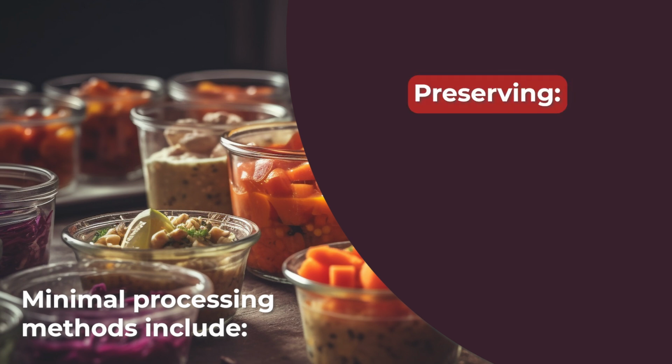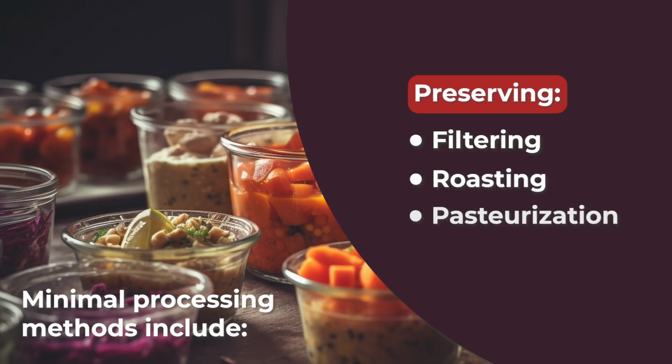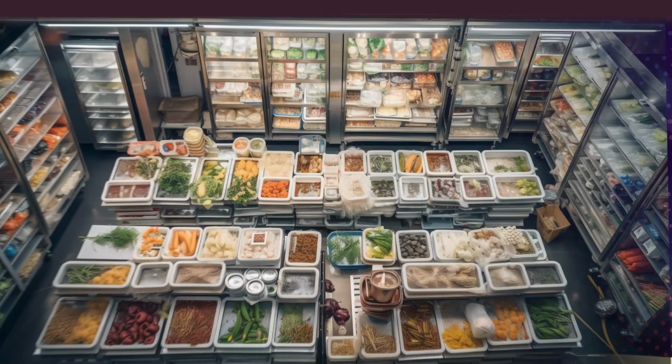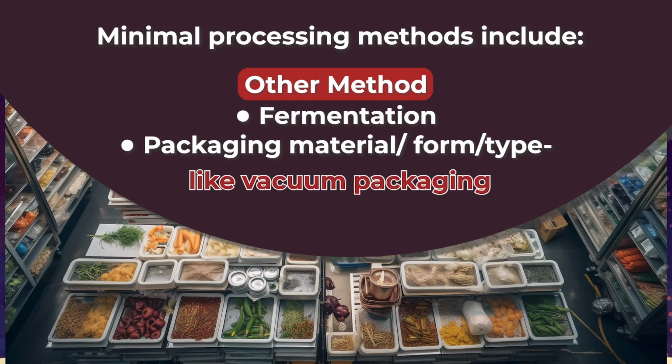So you will target, for example, removing certain impurities by filtration. You can slightly improve the palate and also reduce the moisture, by roasting, pasteurization. Sometimes in a fresh whole commodity, we give a slight hot water shock, which is called scalding. There could be other processing methods like fermentation and packaging. They can also be included as an intervention for minimal processing.